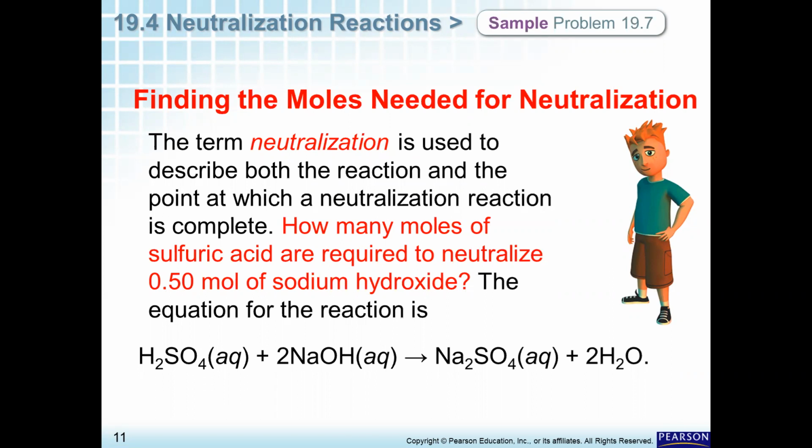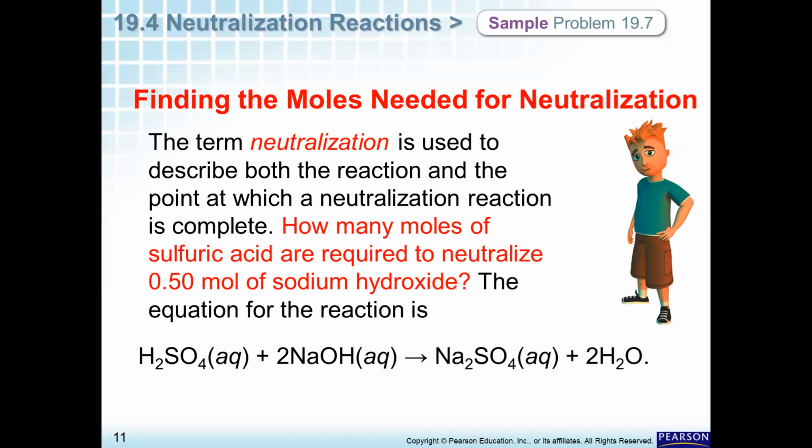Either 1 mole of sulfuric acid divided by 2 moles of sodium hydroxide, or 2 moles of sodium hydroxide divided by 1 mole of sulfuric acid, right? So these are the kinds of conversion factors that can be derived from this equation. Which one we use depends on the given quantity that we have.